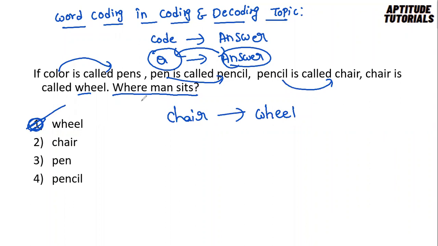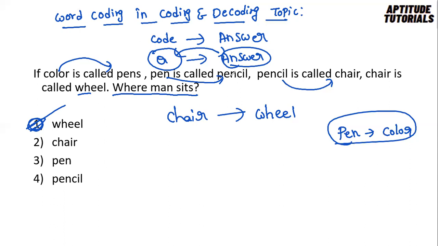But this is word coding. If you got chair as the answer, you have to write it as wheel. That's how wheel is the answer for the question. And you can't code it in the reverse manner. Like if you got pen as the answer, you can't code it as color. It is not vice versa. If you got color as the answer, then you have to code it as pen. If you got pen as the answer, then you have to code it as pencil. It is not the reverse manner of coding. You have to check which word is coded as which word.